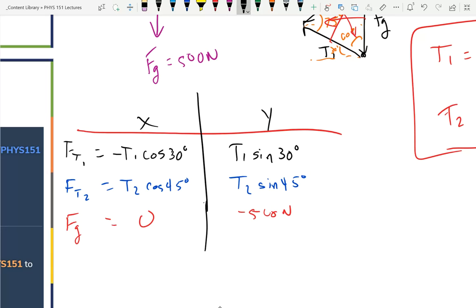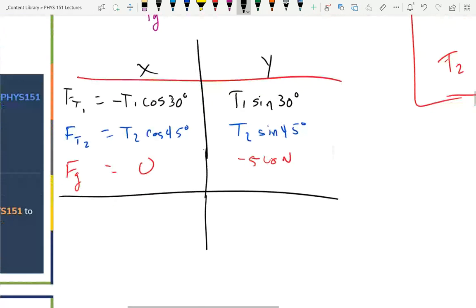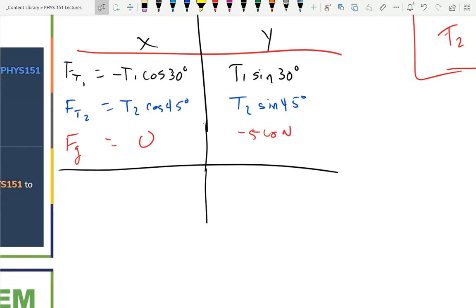Why did I break these up into components? Why did I draw the free body diagram? The answer is the same. What's the whole purpose of our free body diagram? To apply Newton's second law. We broke it up into components so we could apply Newton's second law in each component direction independently. And so on the left-hand side, I'm going to have the sum of the forces in the X direction is equal to m a_x. a_x is 0. And so I'm going to have minus T1 cosine of 30 degrees plus T2 cosine of 45 degrees equals 0.